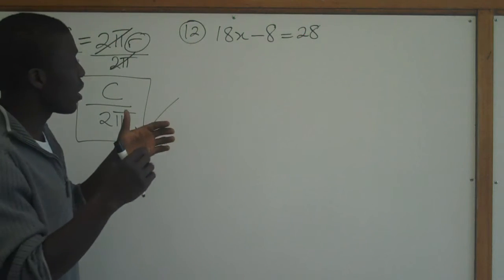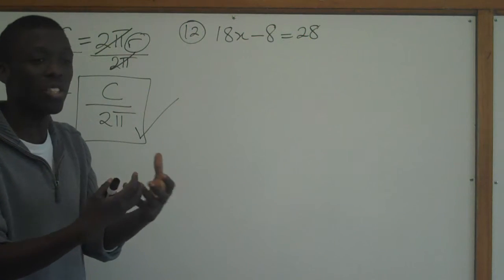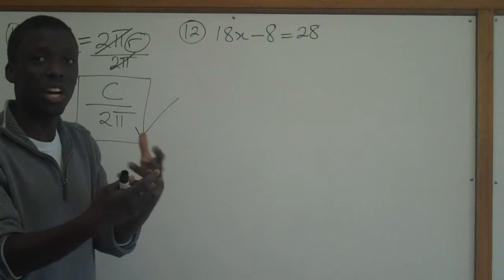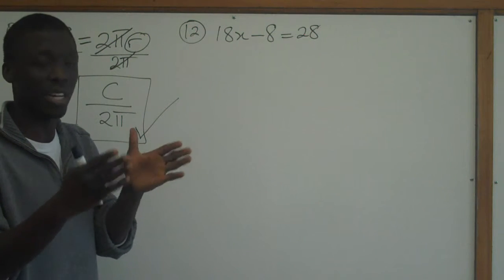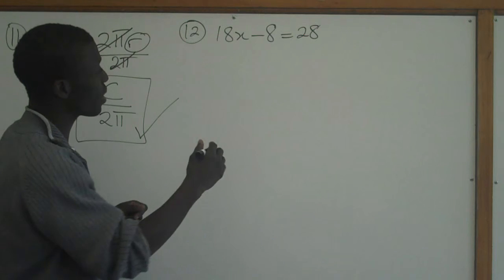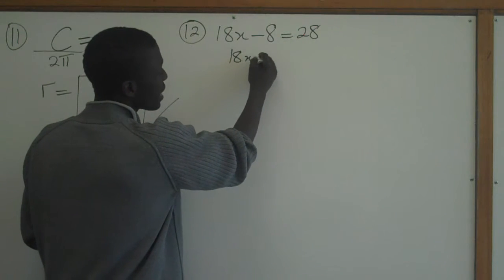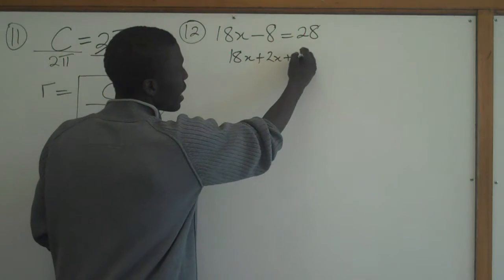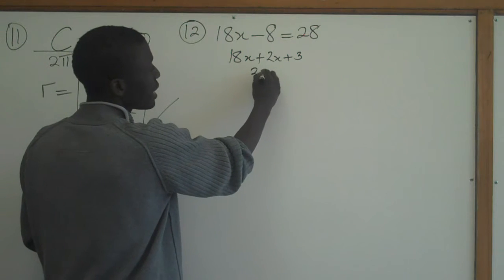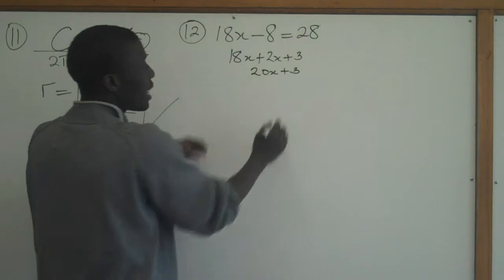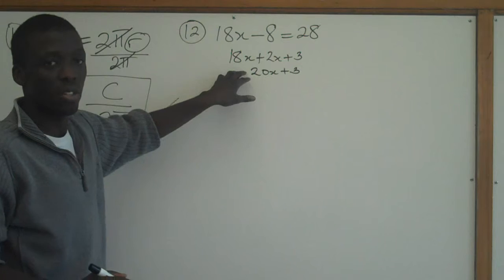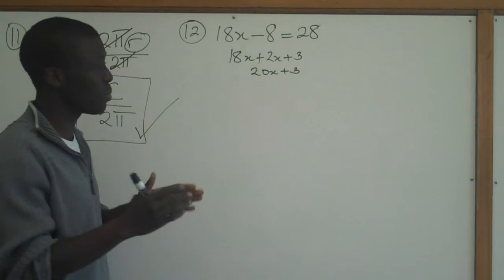A like term occurs when two things can be added together because they share, in a sense, common features or characteristics that will help them to be added together. So let me give an example. If I told you 18x plus 2x plus 3, the answer to this would be 20x plus 3. You can't do anything beyond that because 20x and 3 are not like terms.